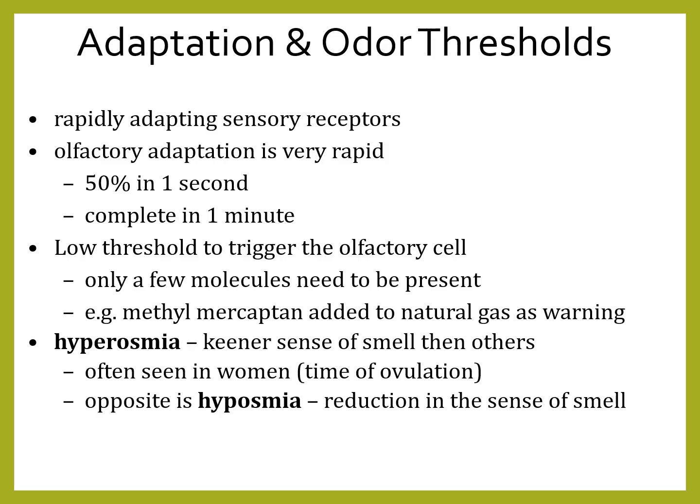By the way, there is a condition called hyperosmia in which people have a keener sense of smell than others. The opposite to this is called hyposmia, which is a reduction in the sense of smell. Hyperosmia actually can be seen in women around their time of ovulation. This is an evolutionary holdover of females being able to smell their mate so that they can copulate and have babies. Now, we are done with smell, but I want to give you one more interesting fact.